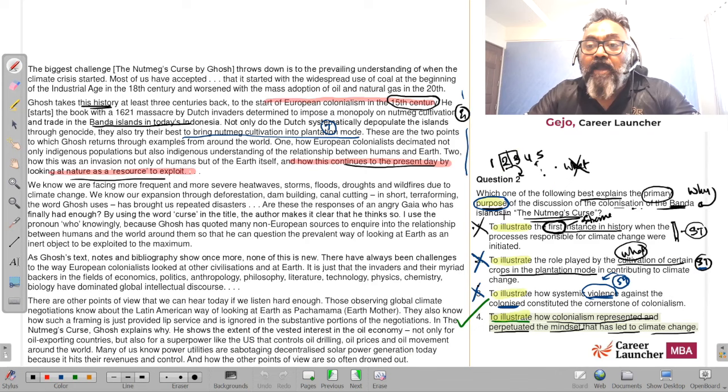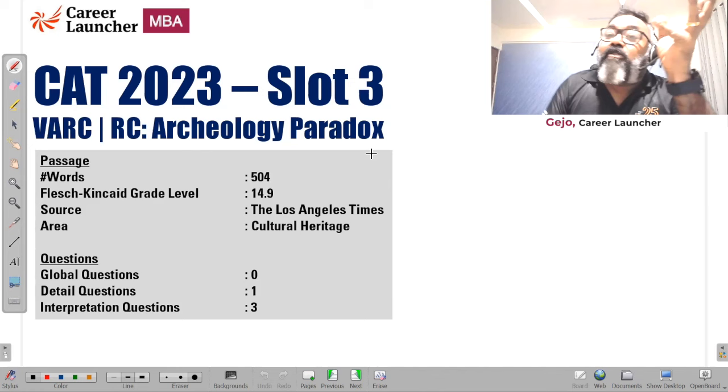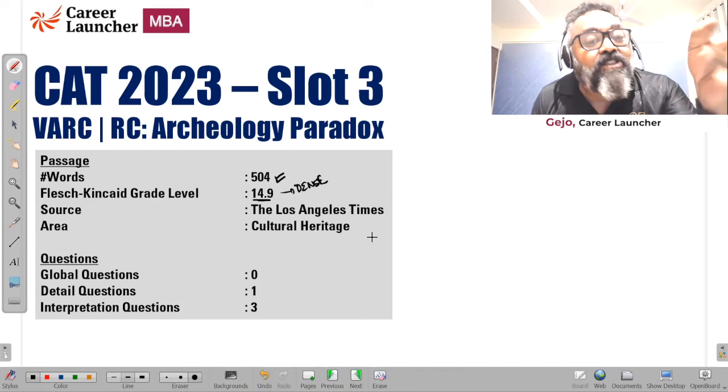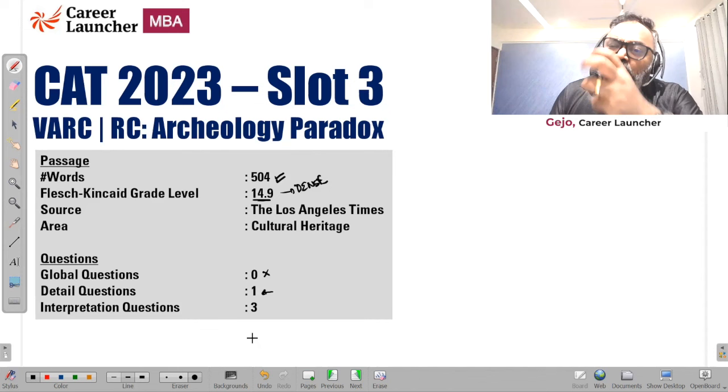So, this is CAT 2023 slot number 3, a passage on the archaeology paradox. The passage had 504 words. The Flesch-Kincaid grade level is 14.9. That tells us that this passage was a bit dense to read. It was picked from the Los Angeles Times and the subject area is cultural heritage. We did not find any question that asked about the main idea. There was one detailed question and three questions in the interpretation or inference category.